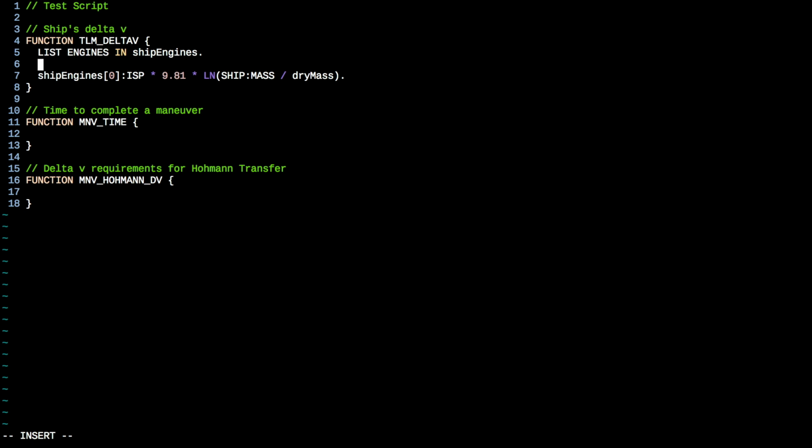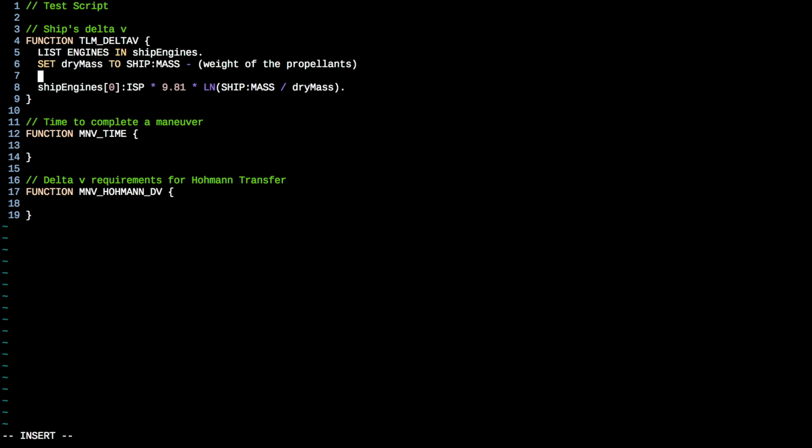So what we want to do is say set dry mass to something. Well, it's going to be ship mass, right? And then we have to subtract whatever the weight of the propellants are. Now, how do we calculate that? Well, we can say ship liquid fuel. We can get the total of our liquid fuel, and we can say plus ship oxidizer. And that's going to give us the total of that, right?